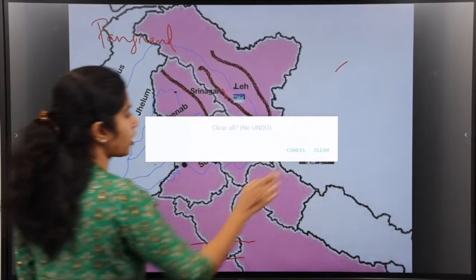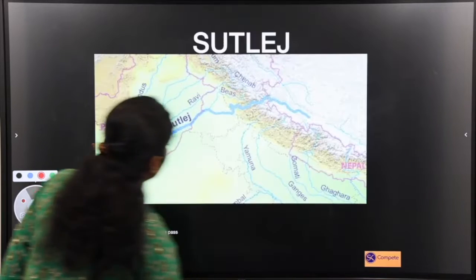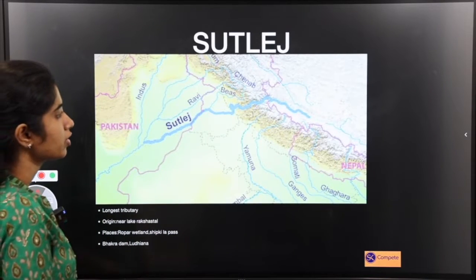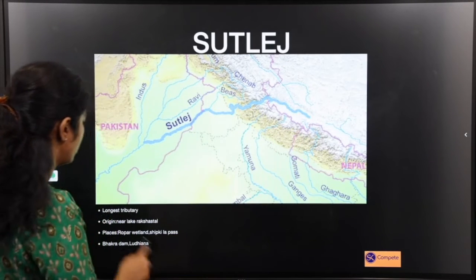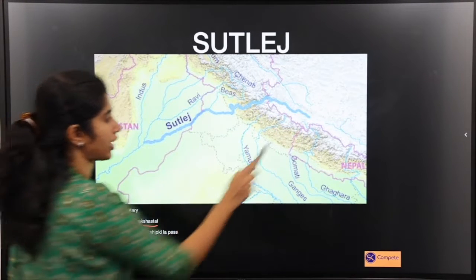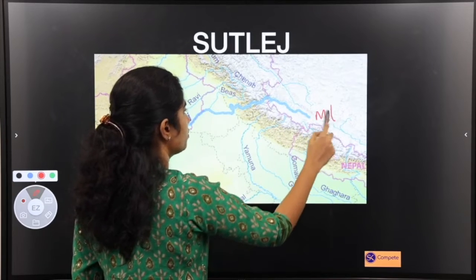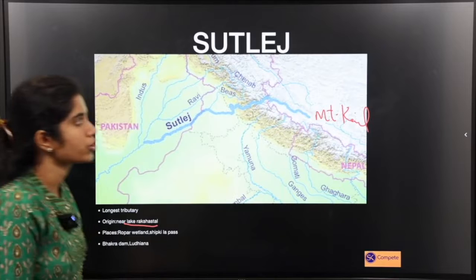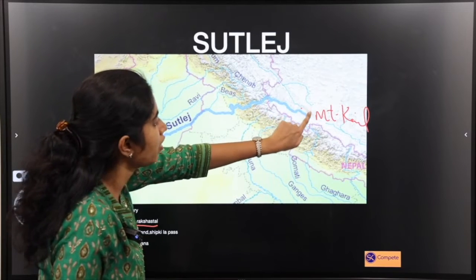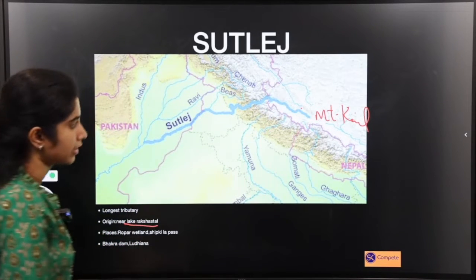So coming to the other tributary, Satluj. So where is the Satluj originating? This is originating near Lake Rakshatal near Mount Kailash. This is also Mount Kailash. So Indus river also, can you see, Indus river originates here. Just below that, river Satluj originates.